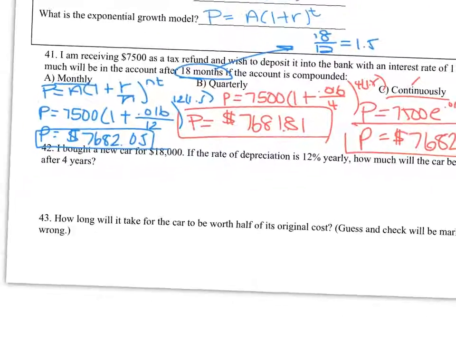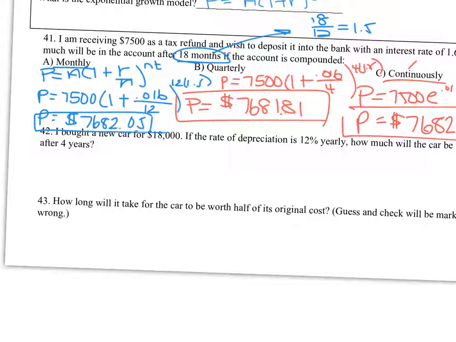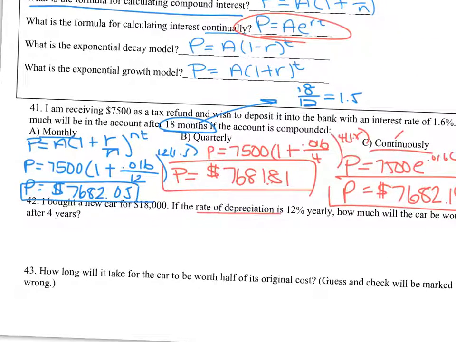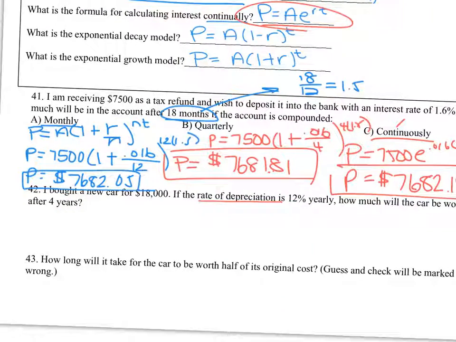Let's now look at 42. I bought a new car for $18,000. If the rate of depreciation is 12% yearly, how much will the car be worth after 4 years? Since it's a rate of depreciation, that just means I'm using the exponential decay model. So I would do P equals A, which is 18,000, times 1 minus my percent, 0.12, raised to the 4th power. When I type that into my calculator, my car will be worth $10,794.52.